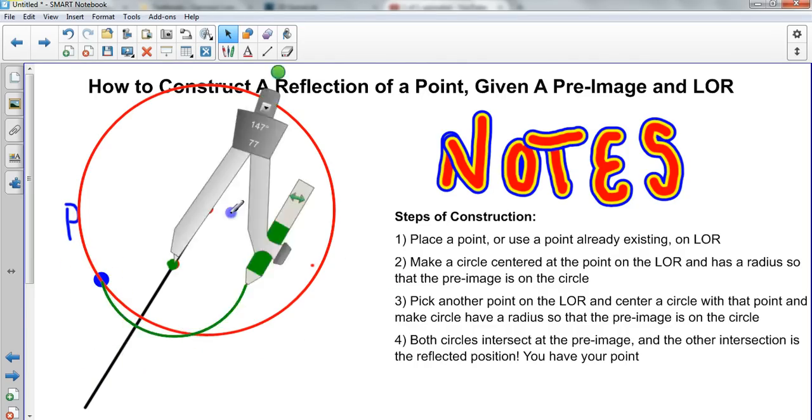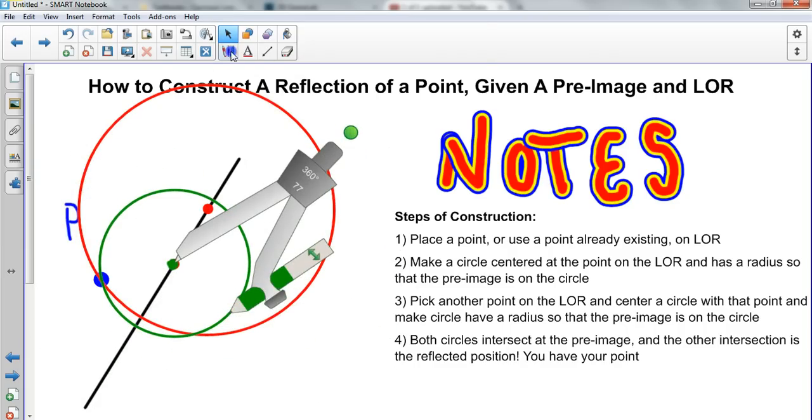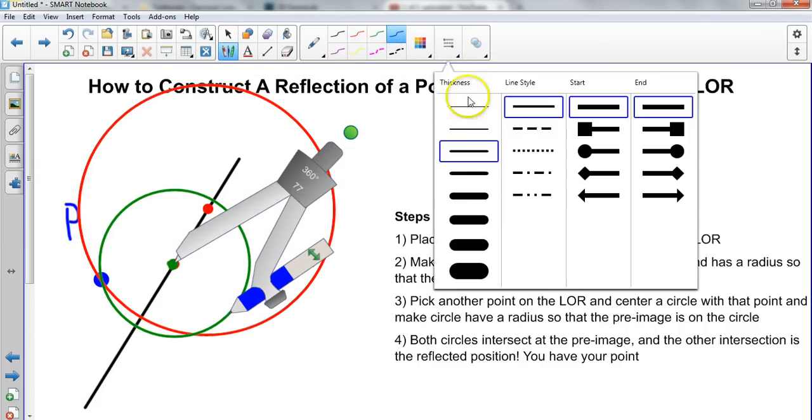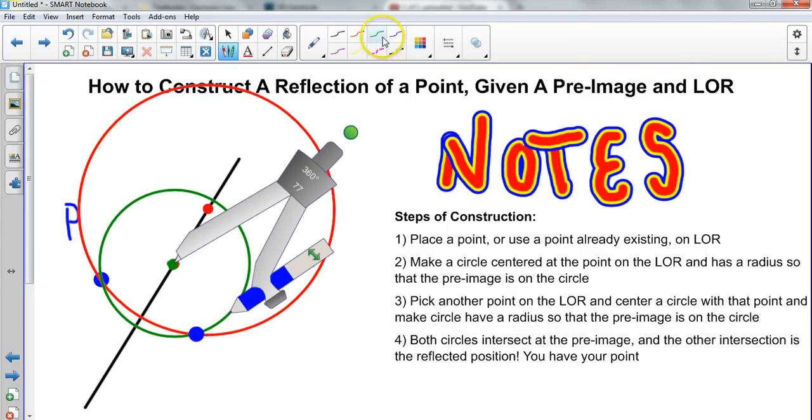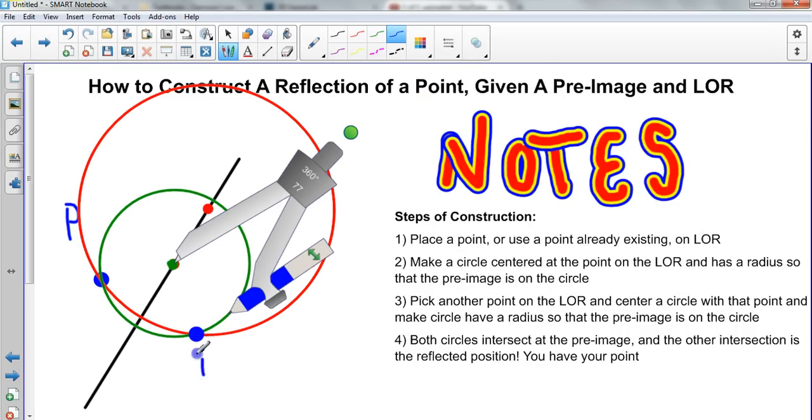When that's satisfied, make a circle, and where those two circles intersect will be that reflection point. So this point right here, where the two circles intersect, will be our reflection point, and we'll call this P prime. So that's how we construct a reflection point given a preimage and the line of reflection.